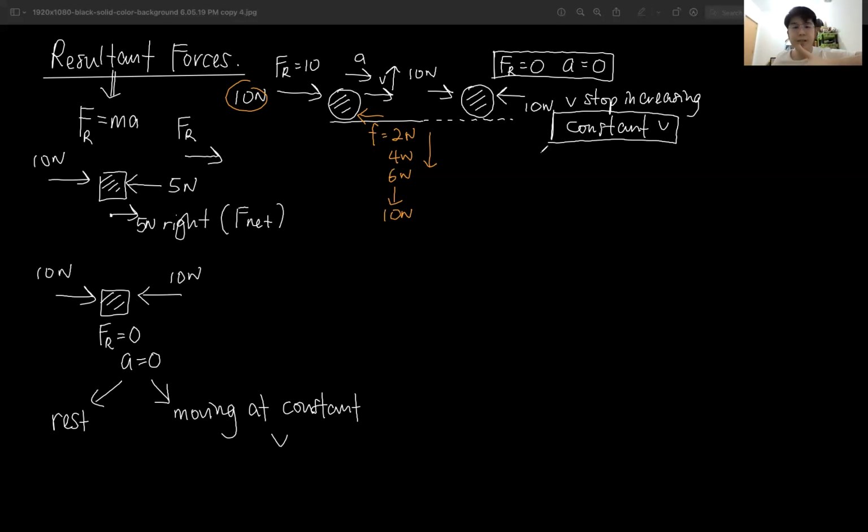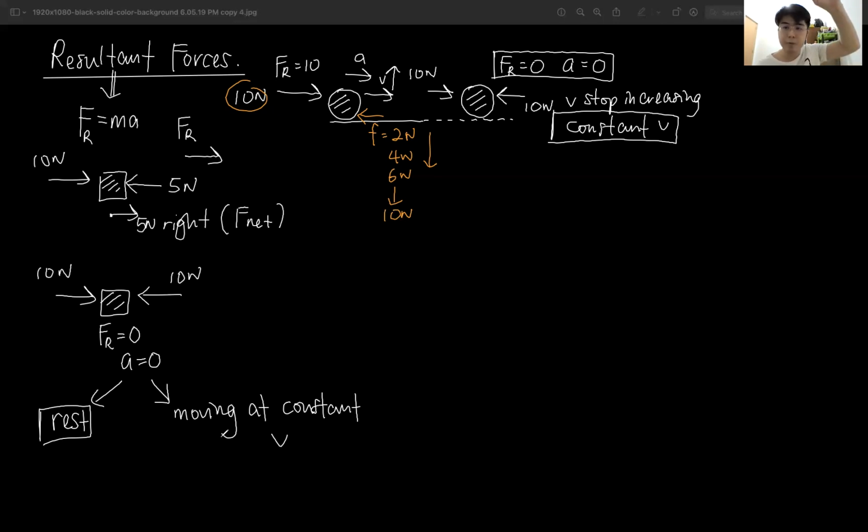So the point of this is to tell you that when a is 0, it can be at rest, it can be moving at constant v. Another example would be free fall. Let's say you jump out of a plane, okay? And then initially your speed is 0. The moment you jump out, your speed is 0. And then you start falling. The speed increases. The longer you fall, the faster you move, right?